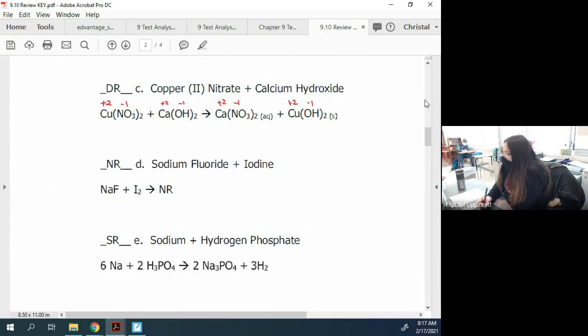And then if we start looking to balance this, I've got 1 copper on each side. I've got 1 calcium on each side. I have 2 nitrates on each side, and I have 2 hydroxides. So that's already balanced. I didn't need to do anything. Make sense?